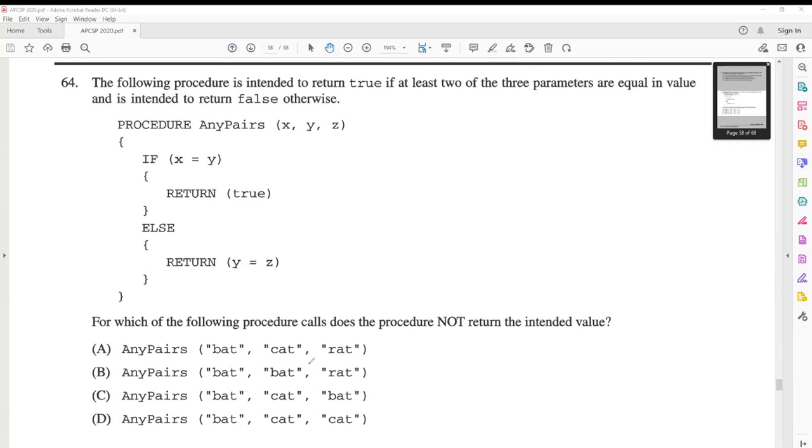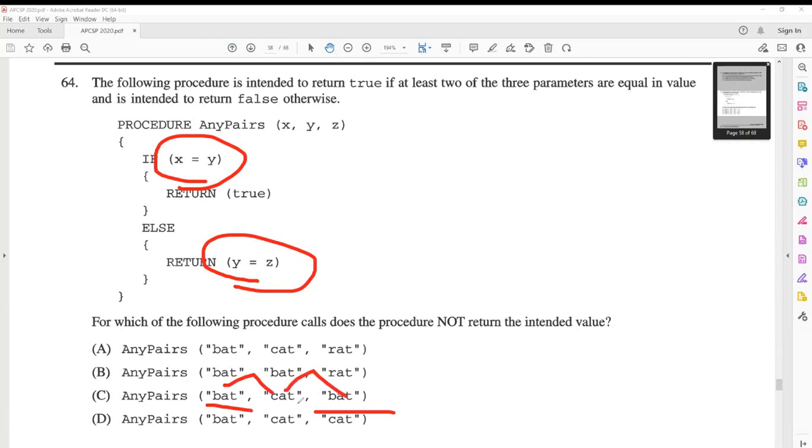Basically, if Y and Z are not equal, and X and Y are also not equal, but X and Z are equal, you are in trouble. So the answer is C. Any question?